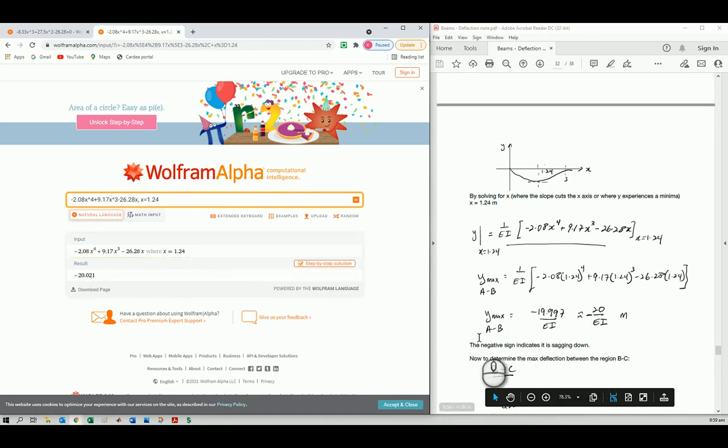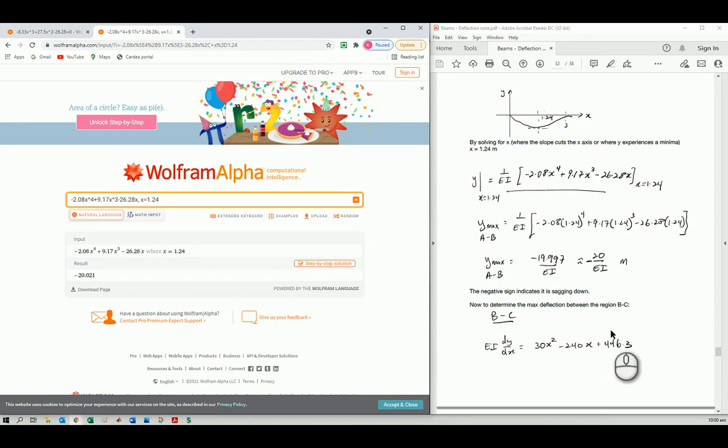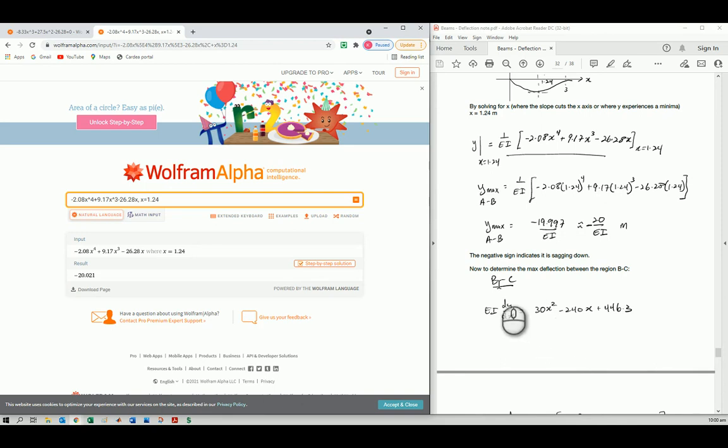So this is the maximum y between the region A to B. And we keep E and I as parameters that we do not know as yet. We know E is 200 gigapascals, but we leave it as E and I for short. The next bit is between the region of B and C. So we do the same again.